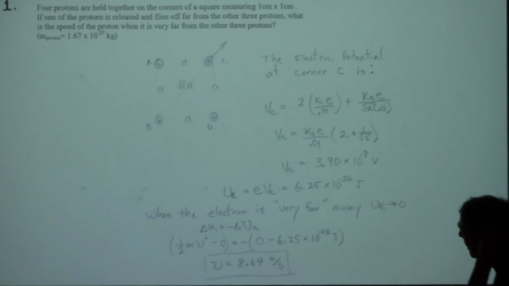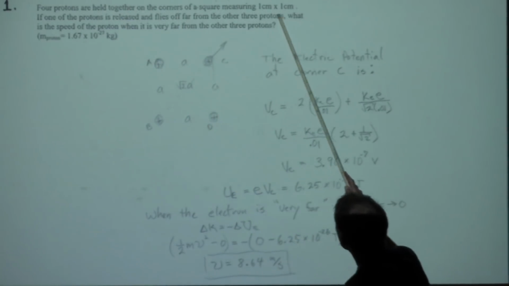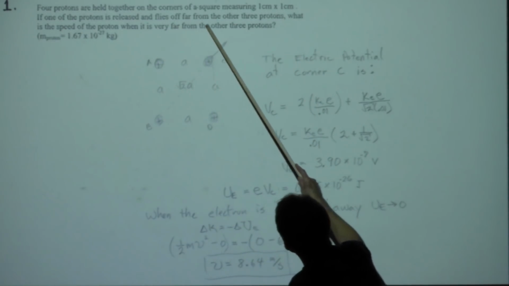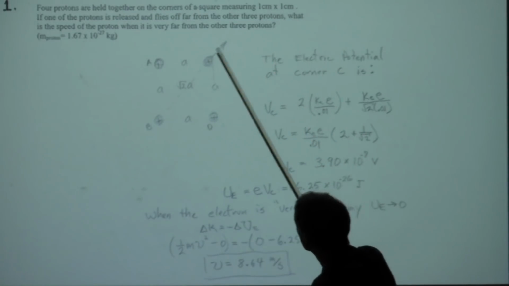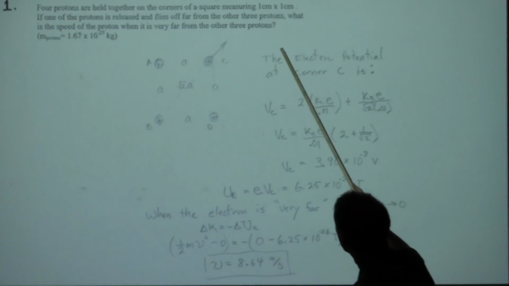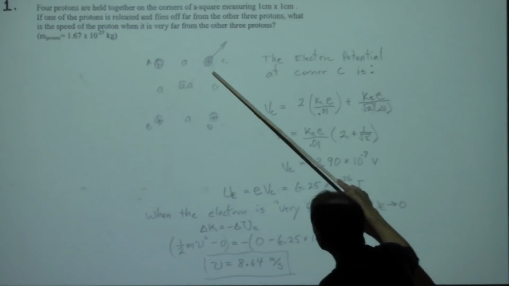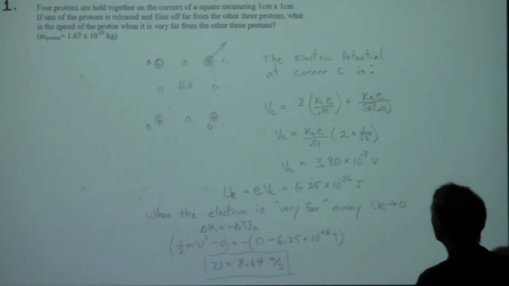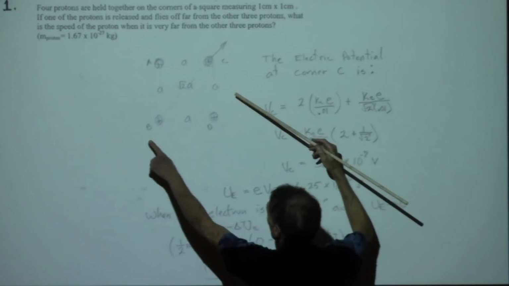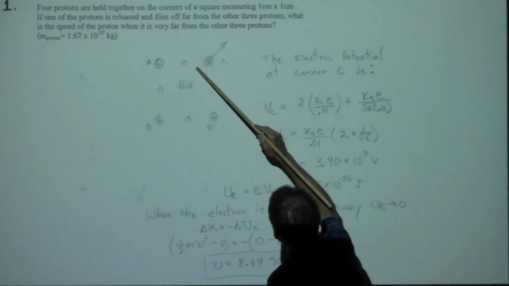Okay, this was another test question. Four protons are held together in the corners of a square measuring 1 centimeter on the side. If one of the protons is released and flies very far from the other 3 protons, what is the speed of the proton when it is very far from the other 3 protons? So I've got my protons arranged. I call this distance A, and that's going to be 1 centimeter. I'm going to focus on this one.